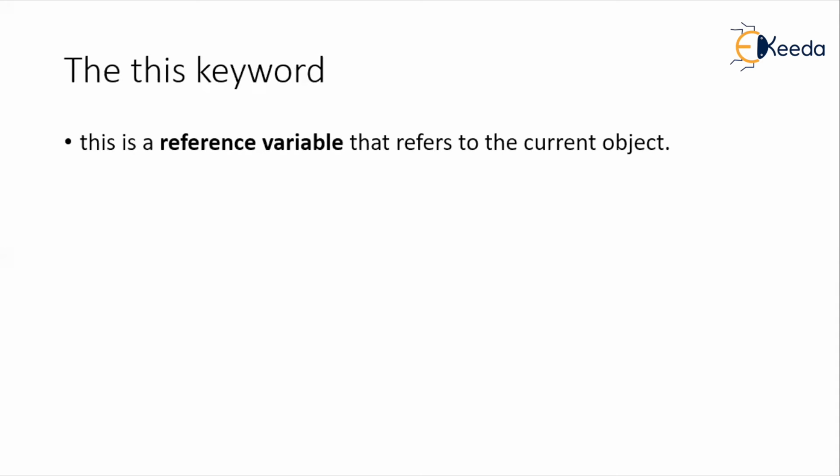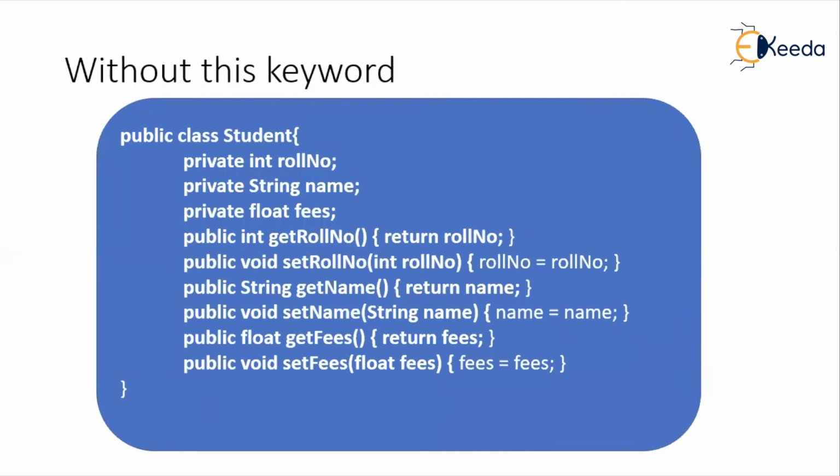Whenever we are creating any object, to identify or to locate that current object, we can make use of this keyword. Now, let's understand how a class can be designed without using this keyword. So let's create that particular application first.